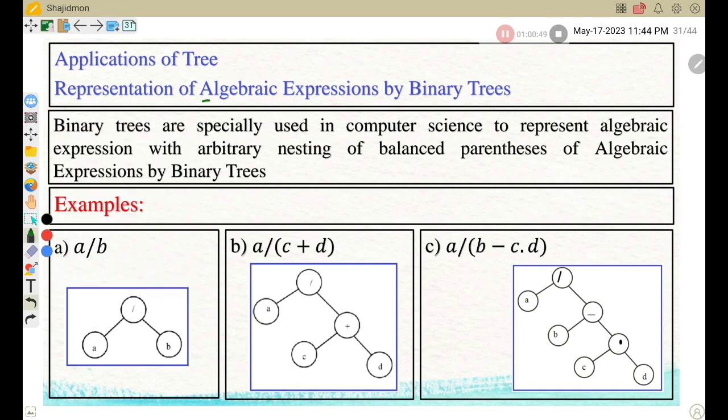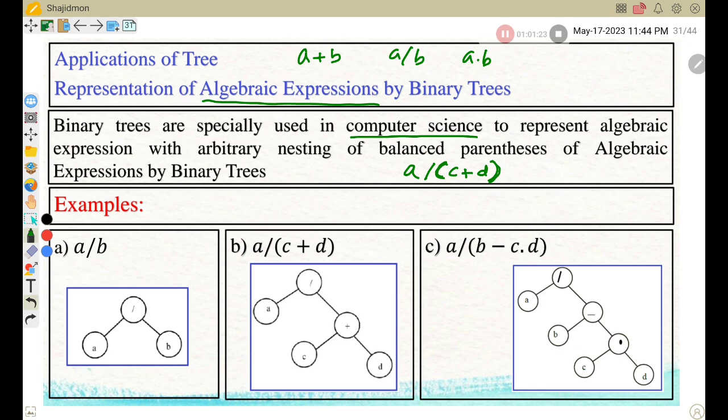Representation of algebraic expressions. Algebraic expression means, what is the meaning? Like a plus b, or a divide b, or a multiply b, like this. Algebraic expressions are represented by a binary tree. Binary trees are specially used in computer science to represent algebraic expressions with arbitrary nesting and balanced parentheses. Parenthesis means the bracket. For example, a divide (c plus d). c plus d is the bracketed, nested term, correct?